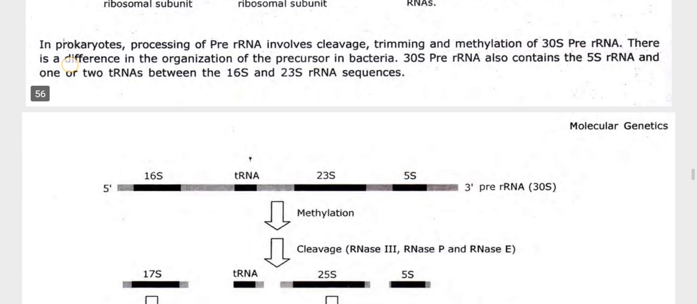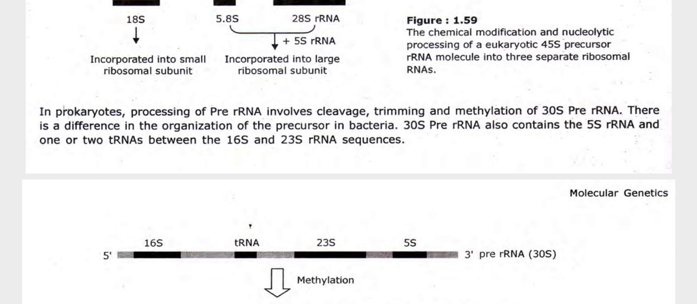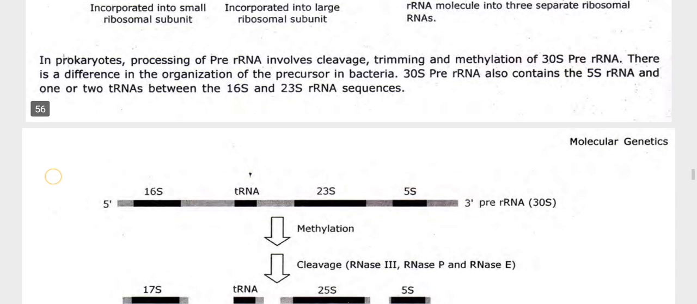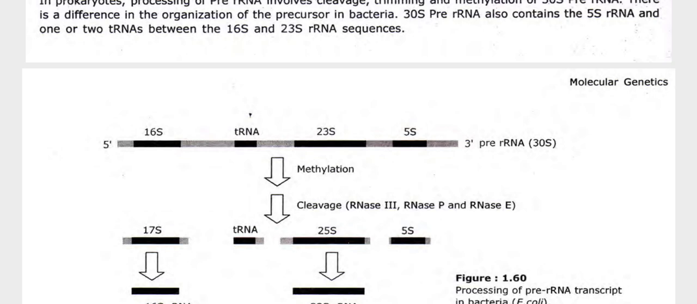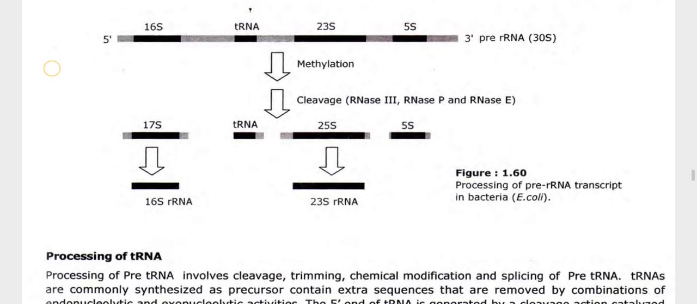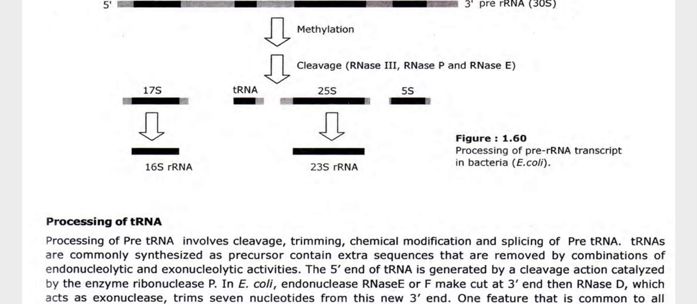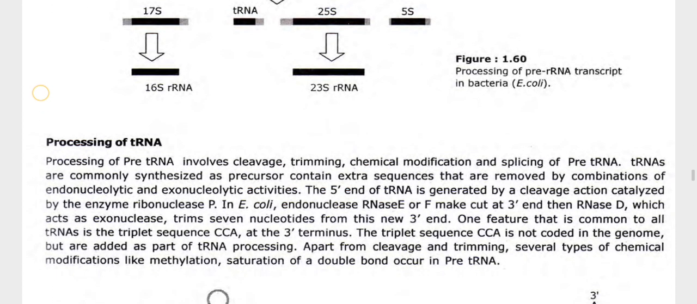Then in prokaryotes, the chemical modification and nucleolytic processing of a eukaryotic 45S precursor rRNA molecule into 3 separate rRNAs. In prokaryotes, processing of pre-rRNA involves cleavage, trimming, and methylation of 30S pre-rRNA. There is a difference in the organization of the precursor in bacteria. The 30S pre-rRNA also contains the 5S rRNA and 1 or 2 tRNAs between the 16S and 23S rRNA sequences. Methylation, cleavage, processing of tRNA transcript.